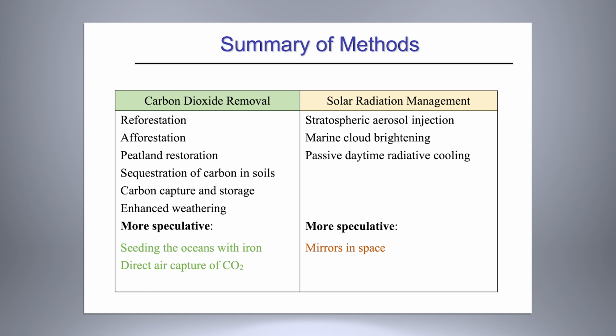And then with the solar radiation management, the first 3 technologies could be deployed right away at some cost, although at minimal cost in the case of the passive daytime radiative cooling. And then it's the mirrors in space, which are the most conceptual and expensive of all the methods, either carbon dioxide removal or solar radiation management.